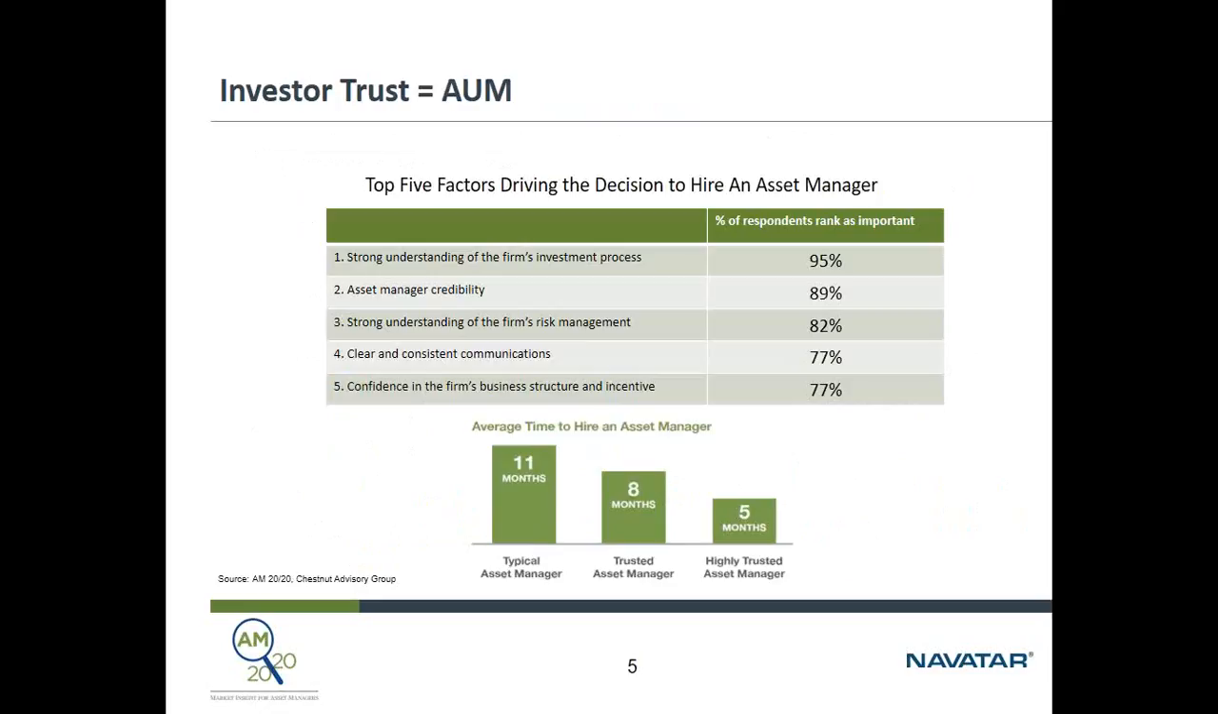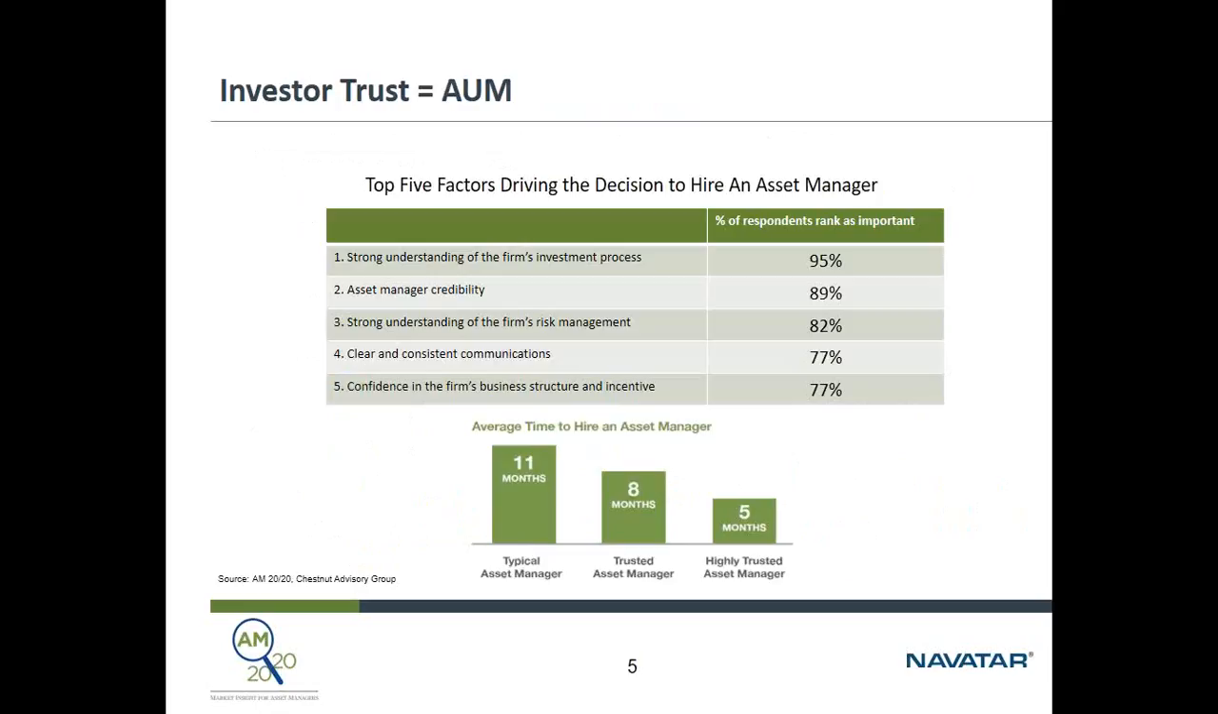So this comes from one of our first pieces of market research that we did for members. And if you look at the chart on the bottom, you can see the average time to hire an asset manager. It's actually gotten longer in the last couple of years, but you can see there's a huge difference in how long it takes for an investor to hire a typical asset manager to close the mandate from start to finish, almost a year. We think that's closer to 18 months now. And how long it takes when they have an asset manager who they view as highly trusted.